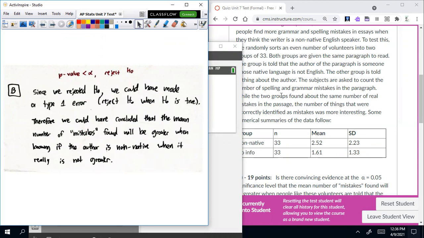So since I rejected the null, I could have made a type 1 error, which is when you reject the null when it's actually true. So therefore, we could have concluded that the mean number of mistakes found would be greater when knowing if the author is non-native, when it really is not greater. So when the null is true, if we've rejected the null, but we should have said we failed to reject the null, that means we haven't produced evidence that there is a difference, right? So we haven't produced evidence that it's greater than the other. That would be a type 1 error in this case when I rejected it, but we actually should not have.